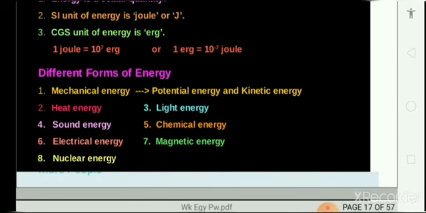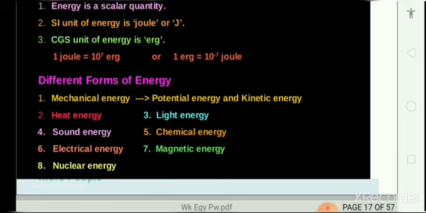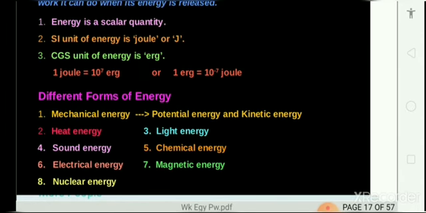Energy can be in different forms. You are learning this from the 6th or 7th standard, even the laws you are learning from childhood. For example, mechanical energy, which is converted into potential and kinetic energy, heat energy, sound energy, electrical energy, nuclear energy, light energy, chemical energy, magnetic energy, etc. The law is very famous for energy: it cannot be created or destroyed, it can only be converted from one form to another.